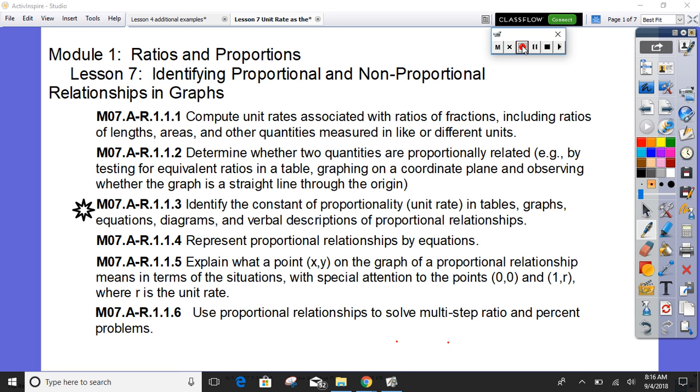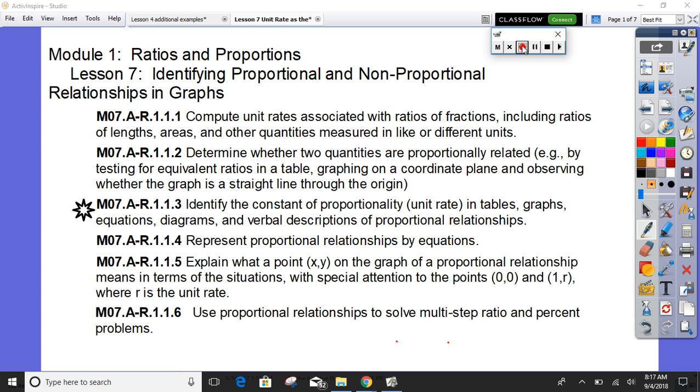Okay, so today's lesson is just a continuation of this module that we've been doing. Lesson 7 is called Identifying Proportional and Non-Proportional Relationships in Graphs. Actually, that's not the name of it. It's called Unit Rate as the Constant of Proportionality. I must have forgotten to change this. It's Unit Rate as the Constant of Proportionality.